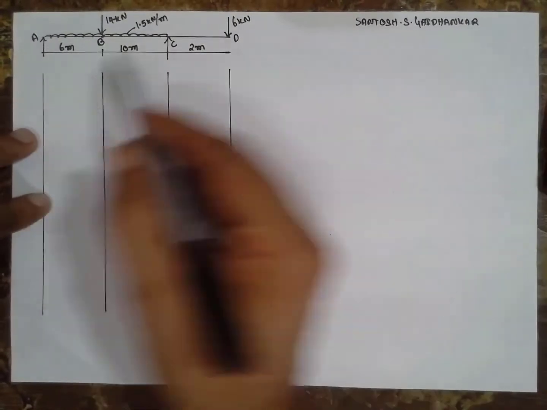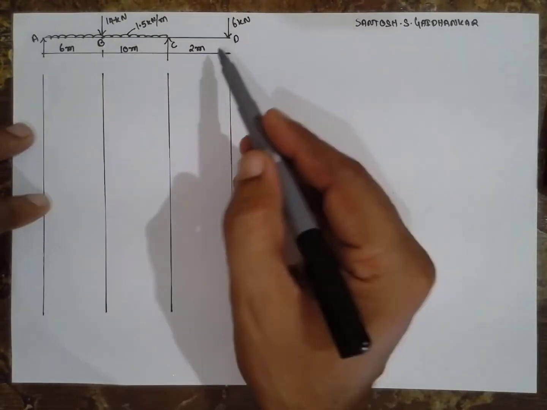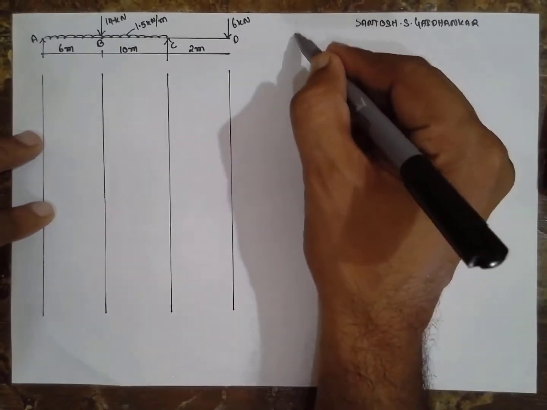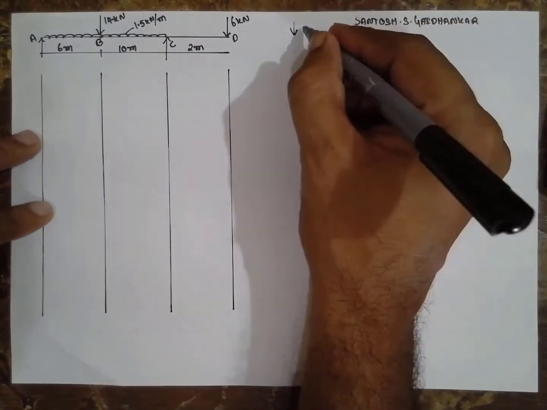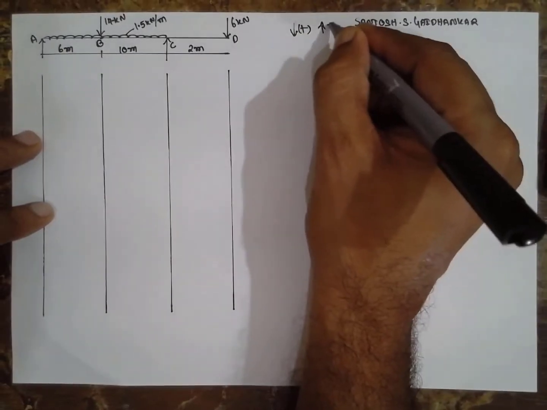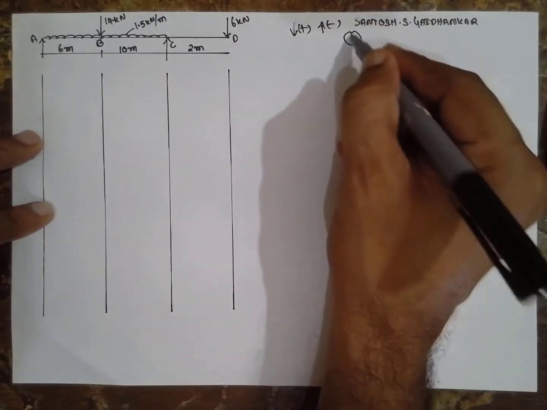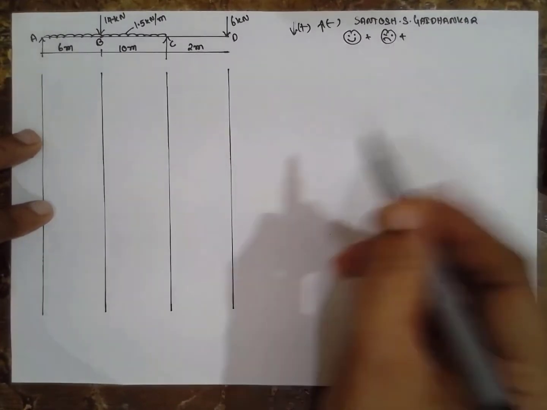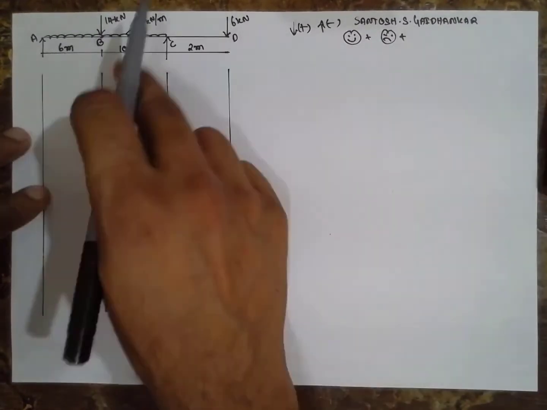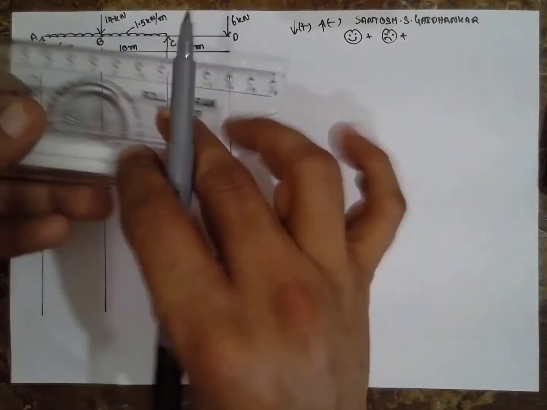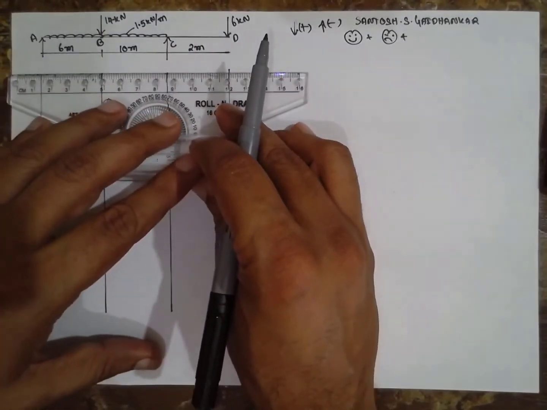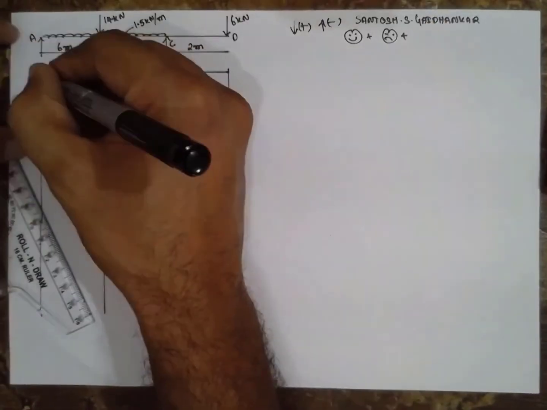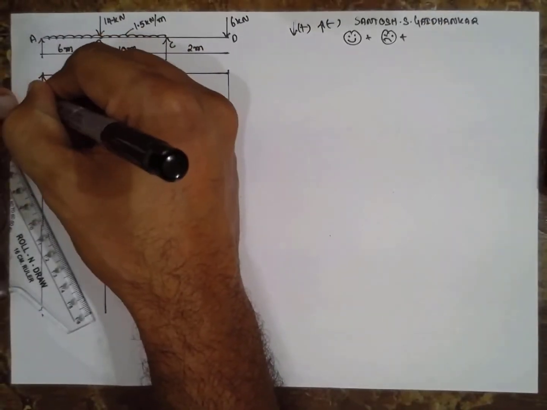Today I am teaching you the overhanging beam containing UVL, UDL and point loads. The downward arrow is considered positive, upward negative, sagging positive, hogging negative. First I will convert the loads into point loads. This is the reaction RA.